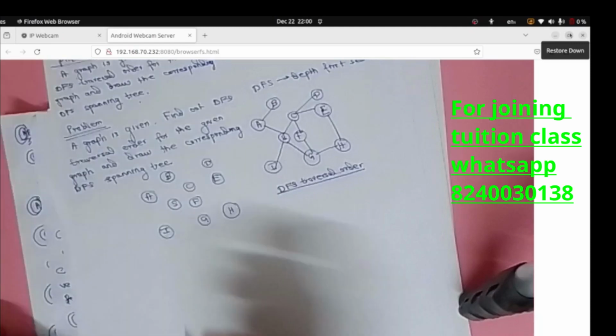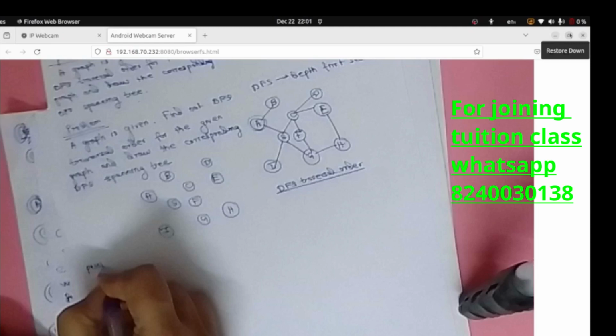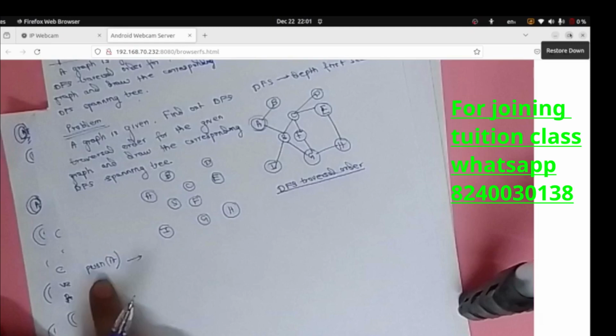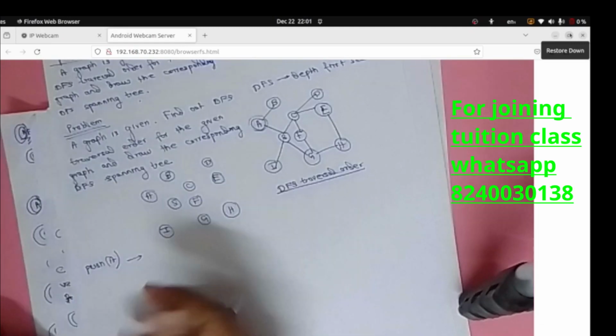So first, I will start from the vertex A. The first operation we will do is push A. When a push operation is done onto the stack, initially the stack is empty.